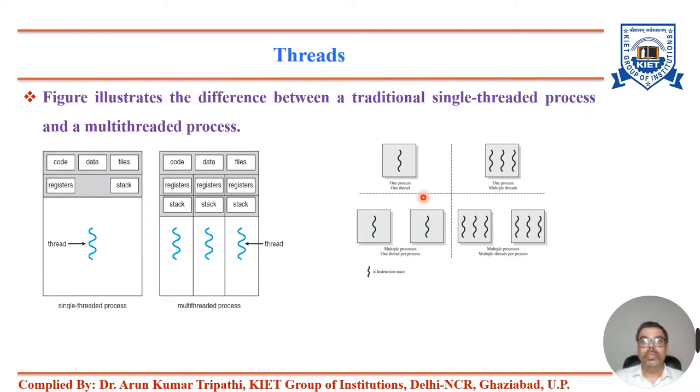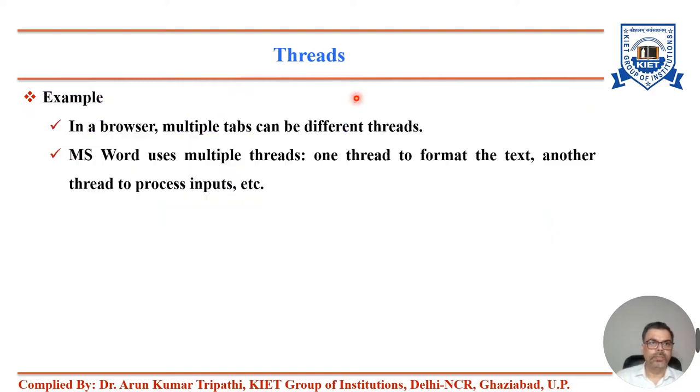Here, one process, one thread model. Here, one process, but it has multiple threads. Here, multiple processes, one thread per process model, and along with this, here is multiple processes, multiple threads per process. So these are basically pictorial representations of a thread, how it shares the code, data, and file section.